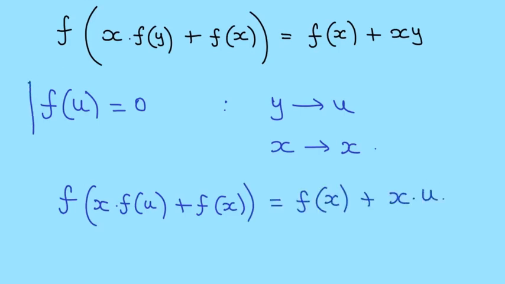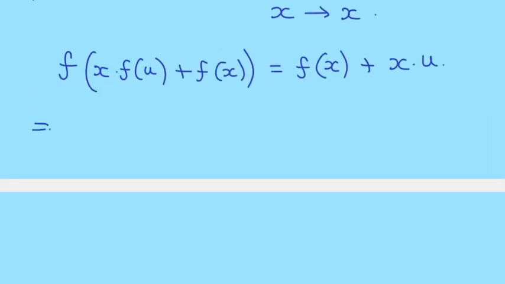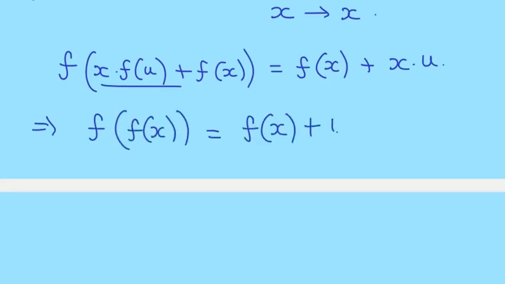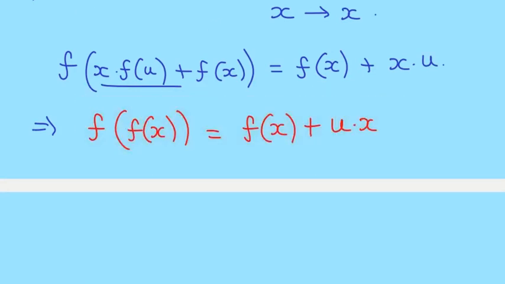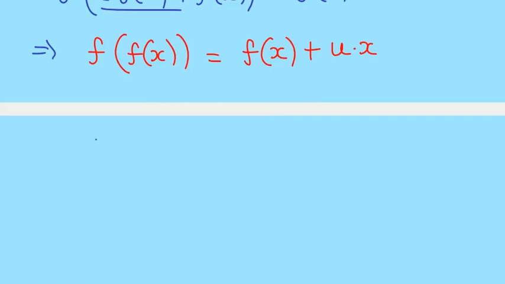Now we have to remember that f(u) = 0. Let me mark it here. So since f(u) = 0, this gives f(x) = f(x + ux). Let me mark this here. Okay, now we are going to find the nested function f(f(x)) in two different ways.